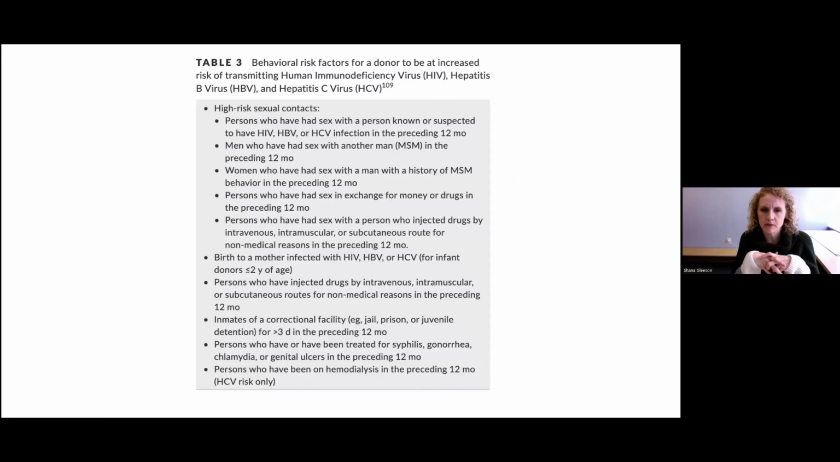This is kind of busy, but you could look at this. It's basically getting at some of the risk factors that would put someone in that PHS increased risk category. Some of this has to do with high risk sexual contacts, including exchanging sex for money or drugs, having sex with someone known to have one of these infections in the preceding year, incarceration. For Hep C, hemodialysis is considered a risk factor. And you can see here these different risk factors that put people in this increased risk category.